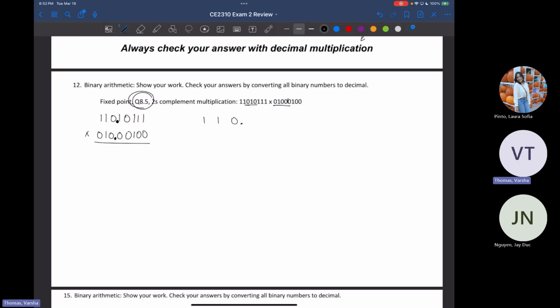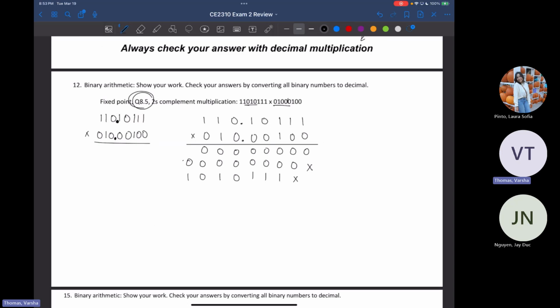So I'm going to write this a little bit clearer. 110 decimal. Nope, that's a 1. Times 010.00100. Okay, and then we're just going to do bitwise multiplication like we do for regular decimal numbers. So this is going to be all zeros. 2, 3, 4, 5, 6, 7, 8. If you have grid paper, it would be ideal. It's hard to keep track of it once the numbers start getting really long. So 1, 1, 1, 0, 1, 0, 1, 1.